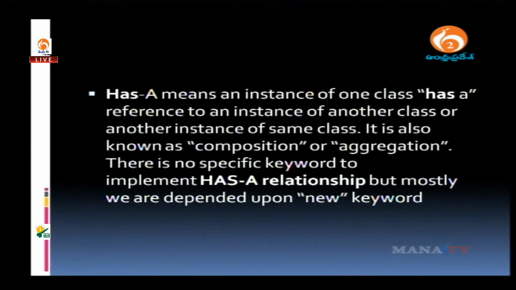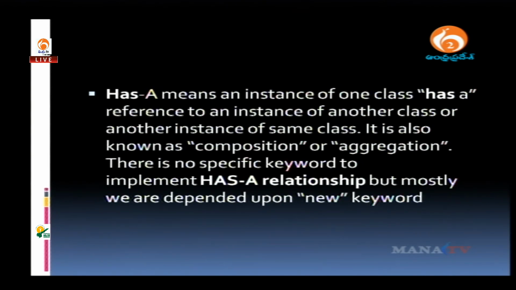So, now we will write the definition of the has-a relationship. Has-a means an instance of one class has a reference to an instance of another class, or another instance of the same class. It is also known as composition or aggregation. There is no specific keyword to implement the has-a relationship, but mostly we depend upon the new keyword.